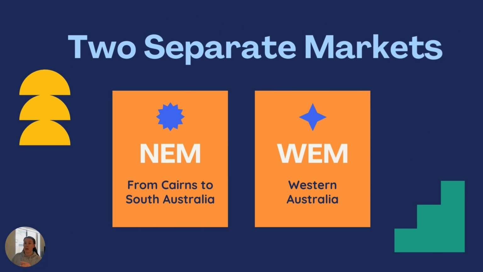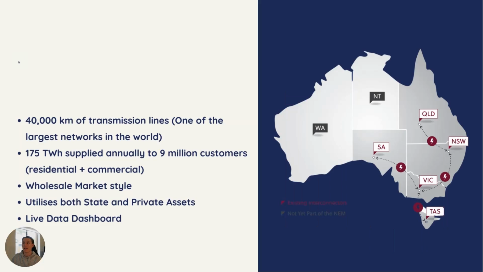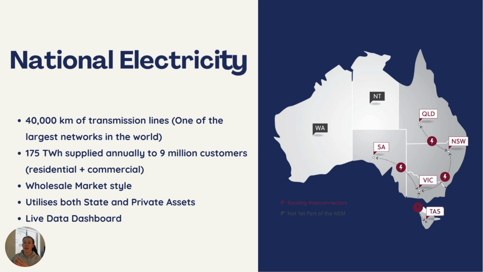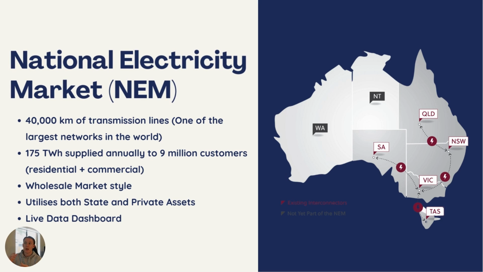But you're probably thinking, what in the heck do NEM and WEM mean? That's a great question, which I will get to in a sec. Essentially the NEM, if I go back, is from Cairns down to SA with a link across to Tasmania, and the WEM is essentially just Western Australia. Okay, so NEM and WEM, what do they mean? Let's start with the NEM. The NEM stands for the National Electricity Market, and as I said before, it interconnects essentially five different states: Queensland, New South Wales, Victoria, Tasmania, and South Australia. Also in there is the Australian Capital Territory, so lines run into there as well.